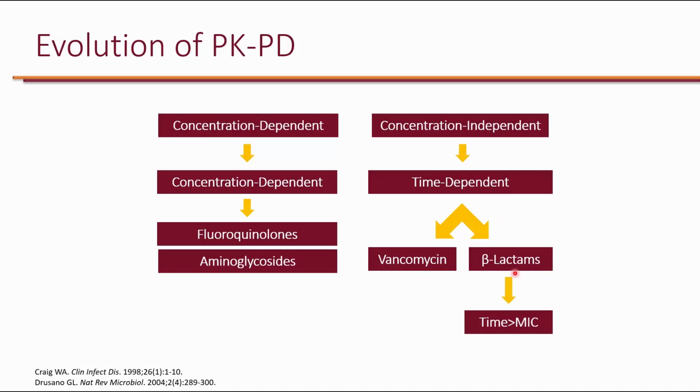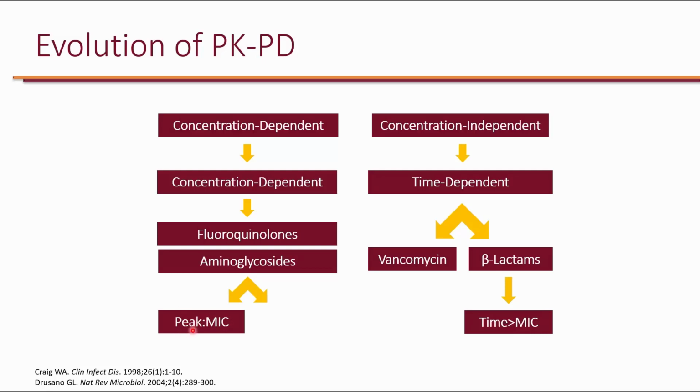And the PK/PD parameter for time dependent, specifically for beta-lactam, is the time above MIC. So it's not necessarily the concentration of beta-lactams, it's more of how long the concentration is above the MIC that would result in maximum killing of organisms. Now compare that to concentration dependent. If you have a high concentration, the ratio of peak concentration to MIC, the higher this ratio, the more it will result in the maximum amount of killing.